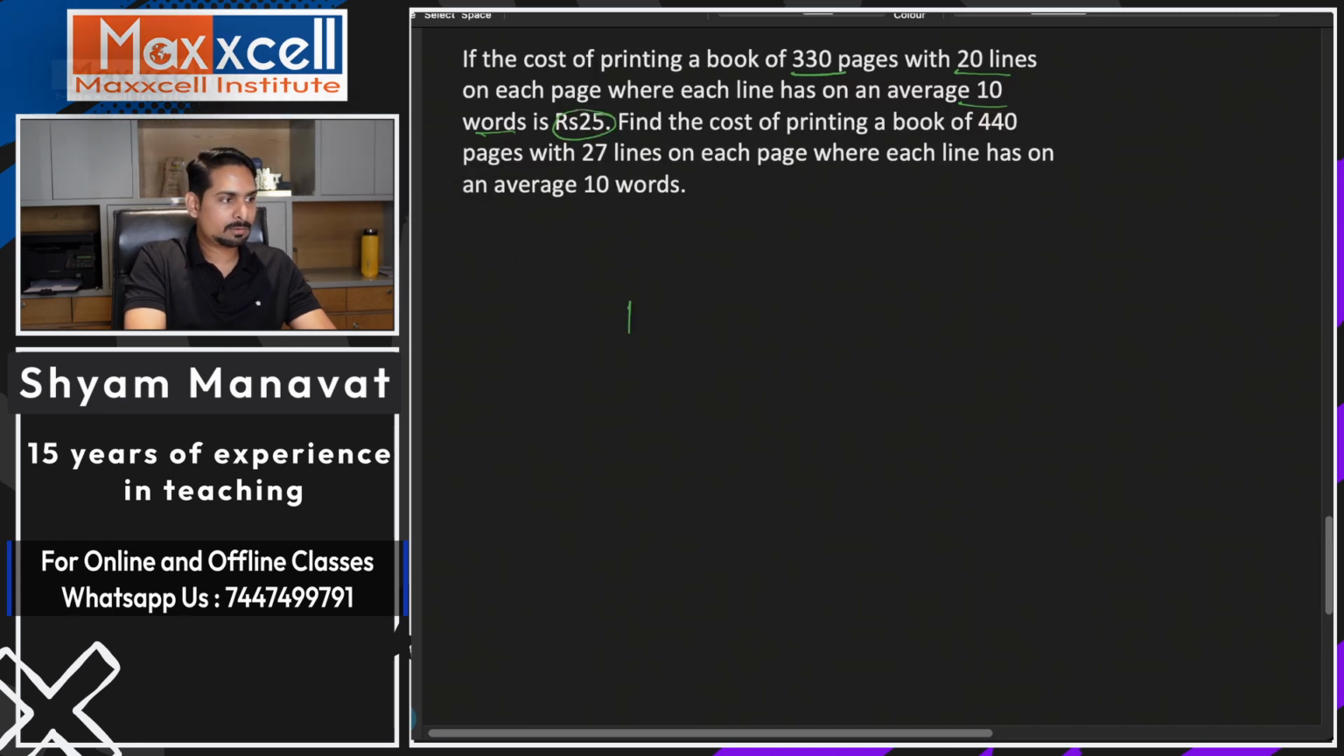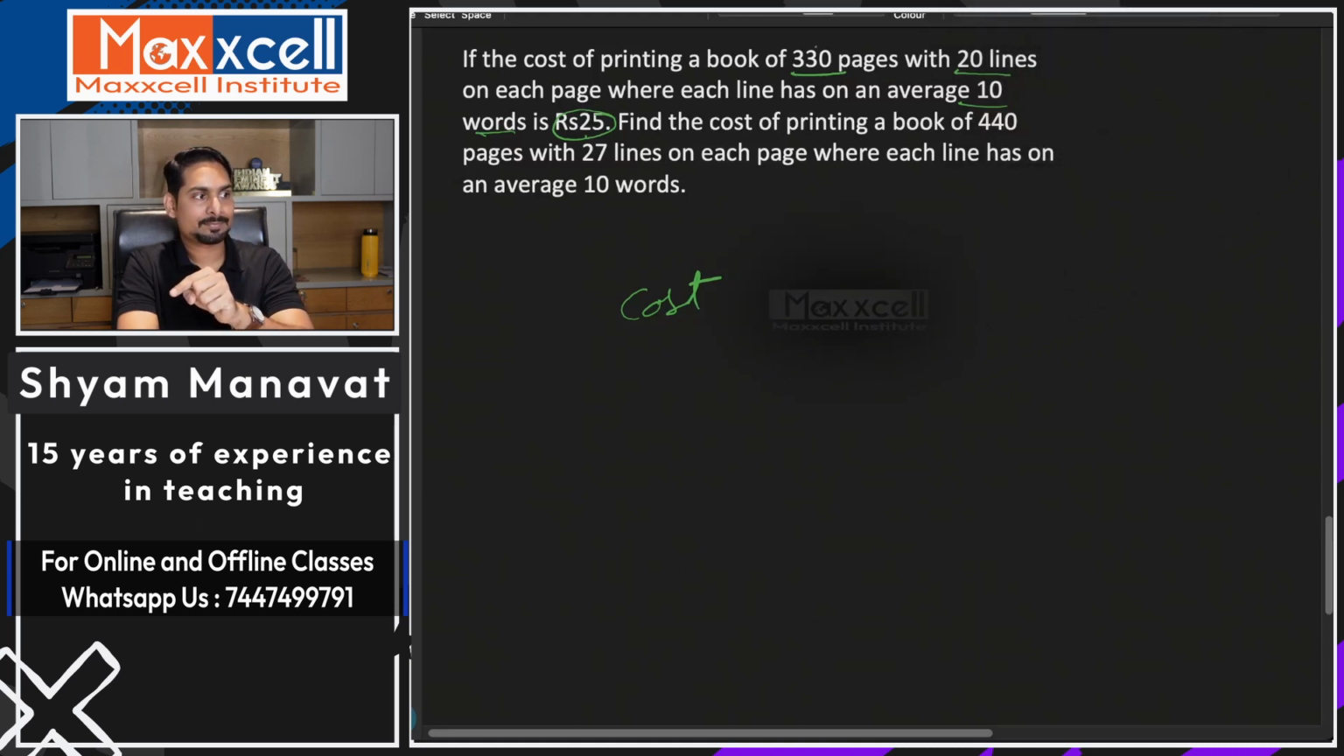So here you got price, or let me call it cost. You got cost, okay, and then with cost you got number of pages, pages containing lines, line containing words. 330 pages, each page having 20 lines, each line you can write on an average 10 words. Alright, so they all are part of the same thing. They are all part of the book.